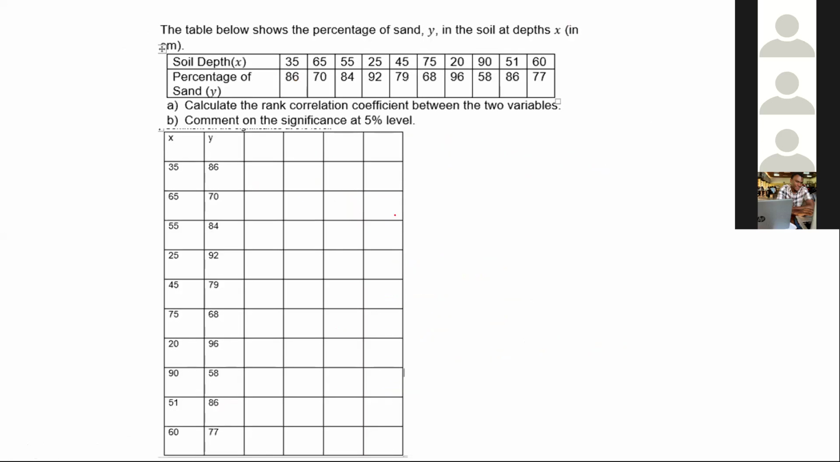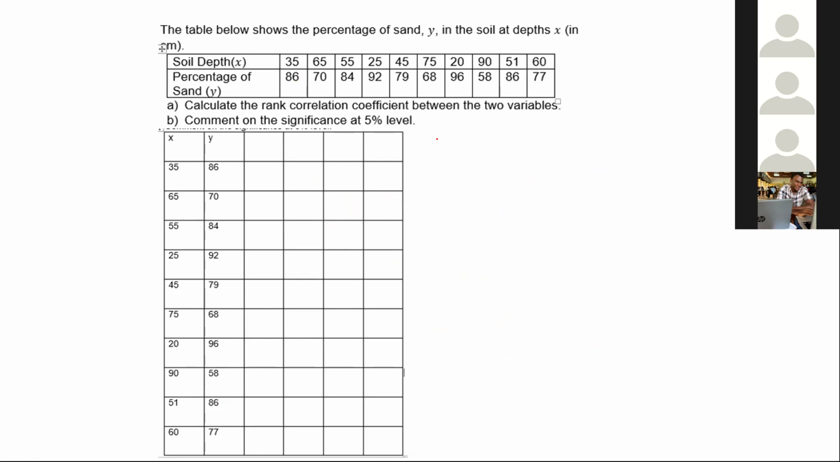Number 5: a table shows the percentage of sand Y in soil at depth X in centimeters. X is representing soil depth, Y is representing the percentages, and they want us to calculate the rank correlation between these two variables. I hope most of us have covered rank correlation, but if not, it's really easy.